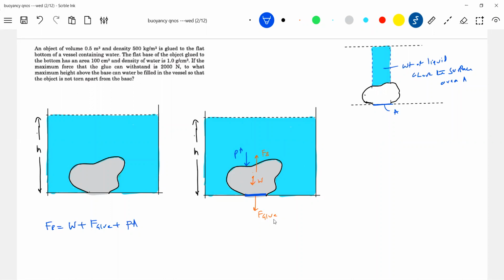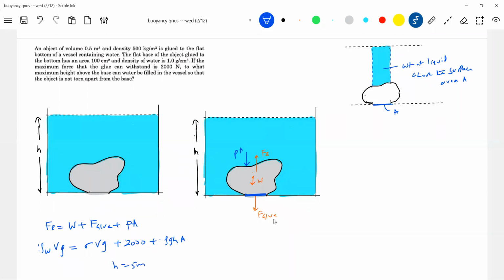Okay, now we know the buoyant force. What is the buoyant force? Density of water, volume V, into g. Weight is also given for us. What is the weight? Weight will be the density of the substance, V g. Glue force is given as 2000. What is the pressure force? That should be equal to rho g h into A. Okay, I think we know all the things. Substitute that, solve for h, and you'll get the required answer. h will be 5 meters.